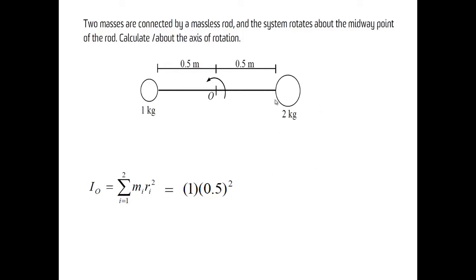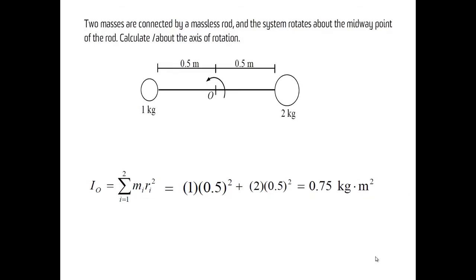Now, for the second part of the answer, plus 2 times 0.5 squared. Now that 2 comes from the 2 kilogram mass at the right end of the rod, and the 0.5 again, the same distance from the axis of rotation, which gives us a final answer of 0.75 kilogram meter squared. Okay, so that's how you solve a question composed of individual point masses.